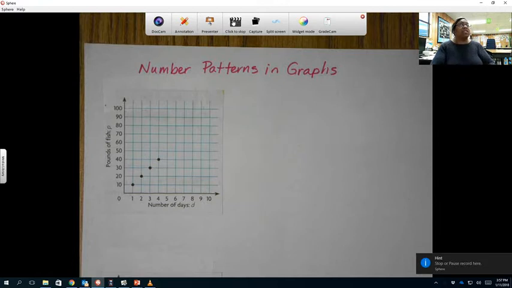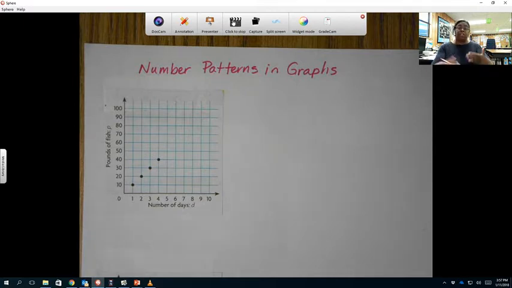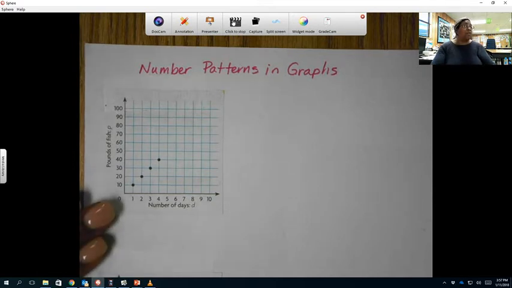Today we were studying number patterns in graphs. So we're taking it one step further than we did yesterday, but we're still going to use some of the same things we learned yesterday and the day before. So let's start with this particular graph here.